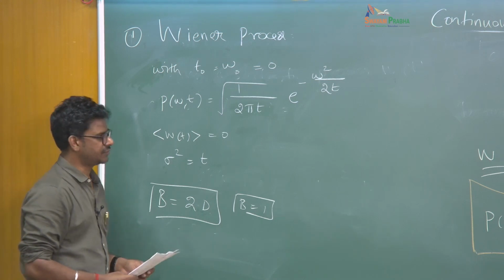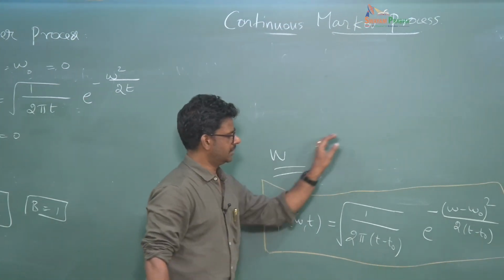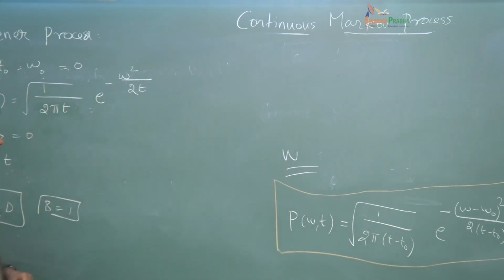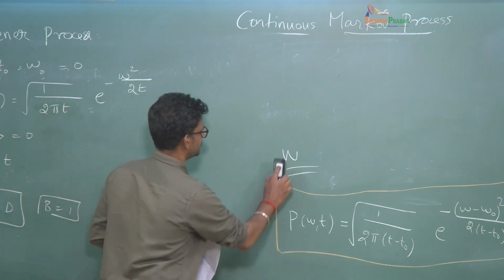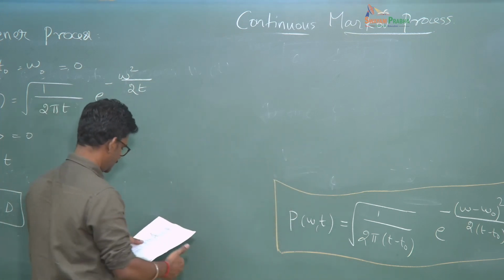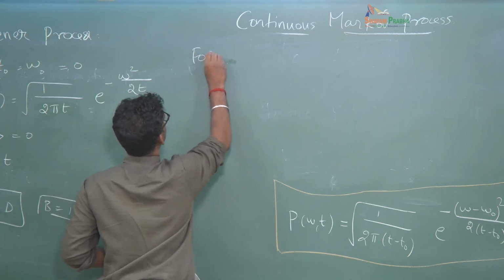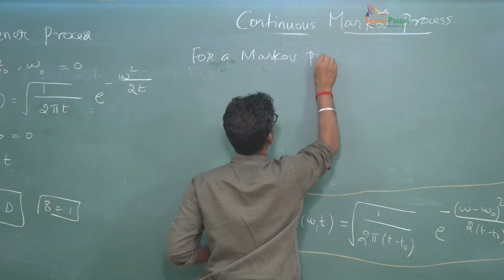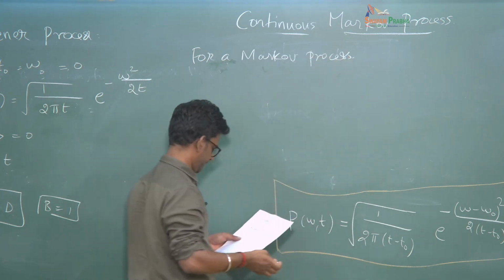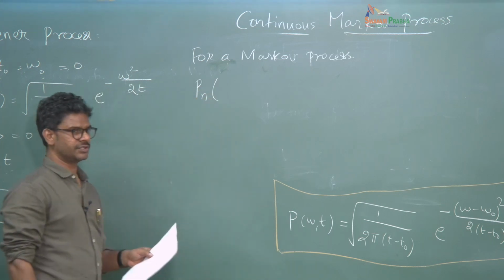From here, we can also think about how to generate a trajectory from this kind of probability distribution function. So let's go back to the basics of writing hierarchical functions for a Markov process, the hierarchical function P_n.